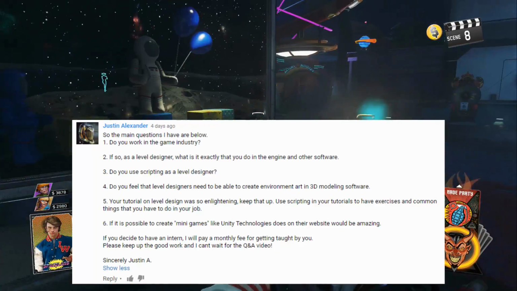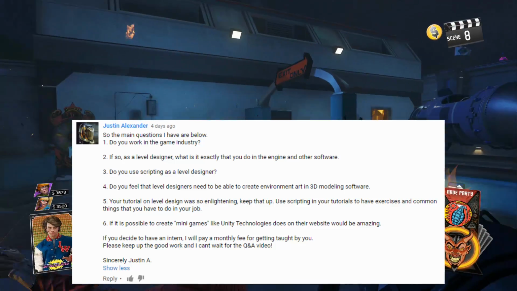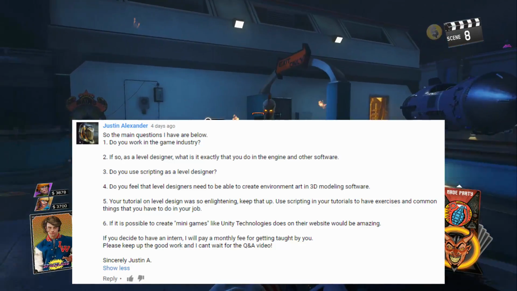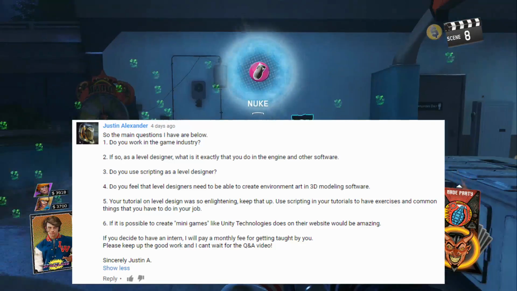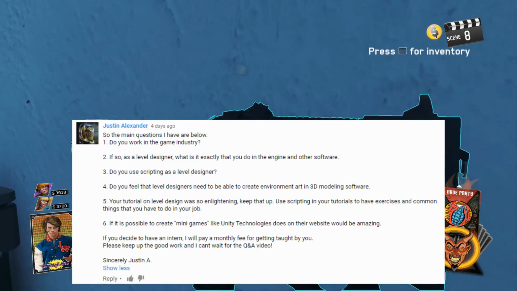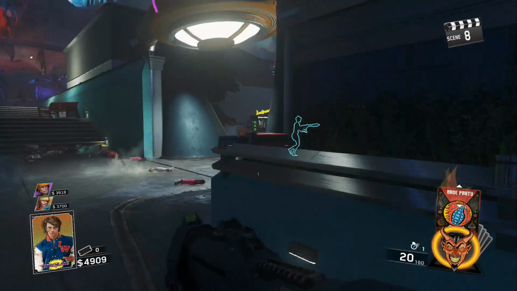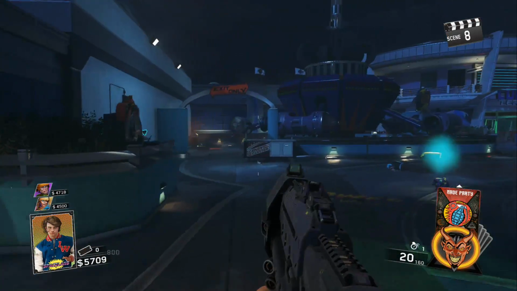Okay, the fifth one, I think it's not even a question, but it's: your tutorial on level design was so enlightening. Keep that up. Thank you. Use scripting in your tutorials to have exercises and common things that you have to do in your job. I would just assume that the second sentence is a question in general.